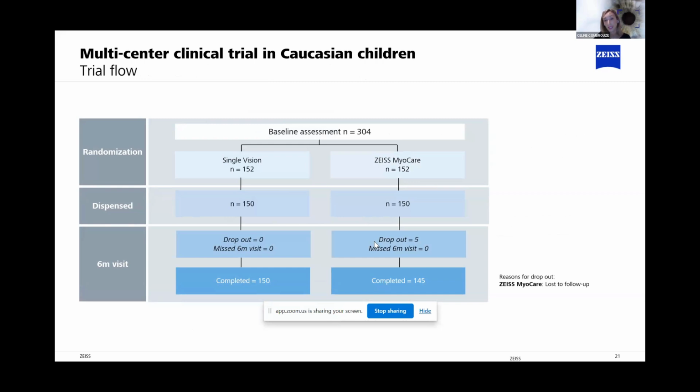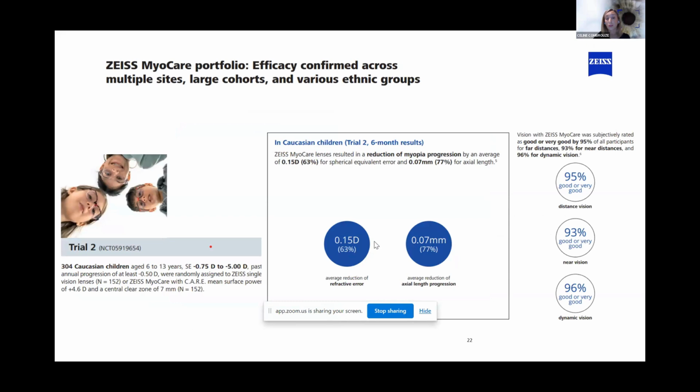After the 6 months visit, the number of dropouts is very low. Again, a very good sign. In terms of result, in already 6 months, we can say that we are slowing down myopia by about 0.15 dioptre and slowing the progression of the axial length by 0.07 millimeter without compromising comfort. More than 95% are good or very good at distance vision. More than 90% of them report the same for near vision, even doing sports in dynamic vision.